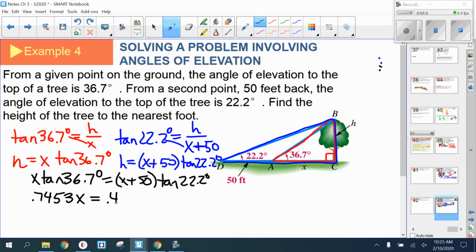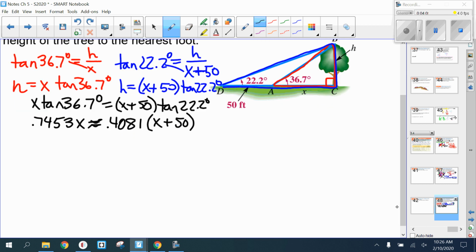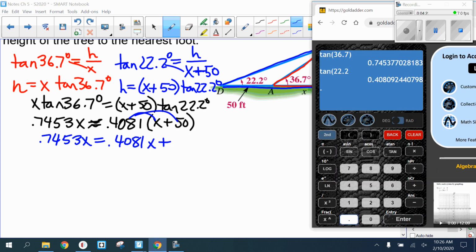0.4081. And really, all we're doing is solving this equation at this point. Now, also, I've approximated, so technically we're not equal. We're approximately equal, so keep that in mind. We have rounded off at this point. So just do your algebra. We're going to distribute. Exact number times 50, and you've got about 20.4046.